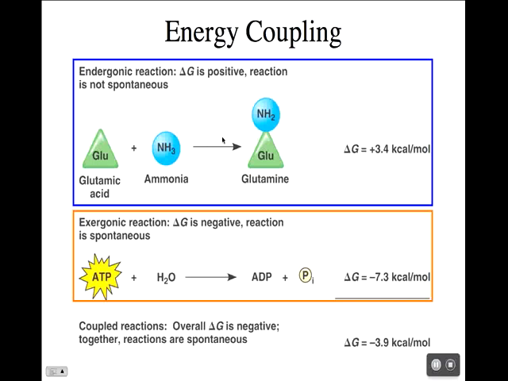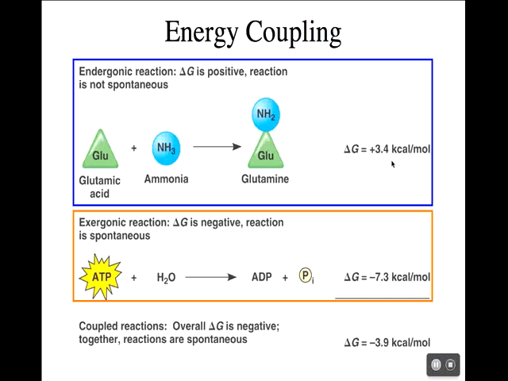It's not spontaneous. The delta G is positive, right? Positive delta G, energy absorbing. How much energy does it cost? Well, it costs 3.4 kilocalories per mole for this reaction to go. So the question is, where does the cell get that energy from? Where does the cell get the energy to drive this endergonic process? And the answer is energy coupling. The cell is going to use an exergonic reaction to drive that endergonic reaction.